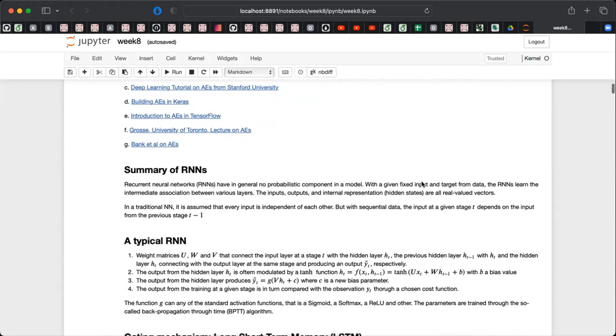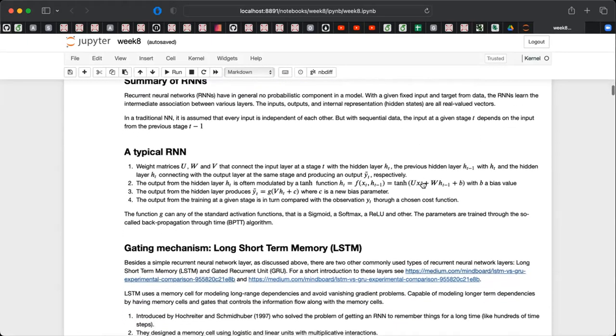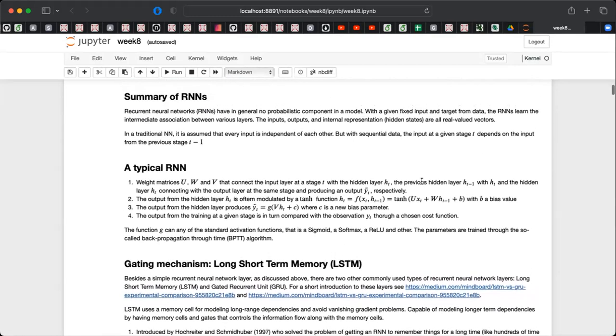So when we think of these recurrent neural networks, what we ended up with is in general a network which is purely deterministic. So we have an internal representation which is given by real valued vectors and matrices. And in traditional neural networks, we assume that every input is independent of each other. But with this kind of sequential data, at a given stage t, you can think of t as a time, that would depend on the input from the previous stage t minus 1.